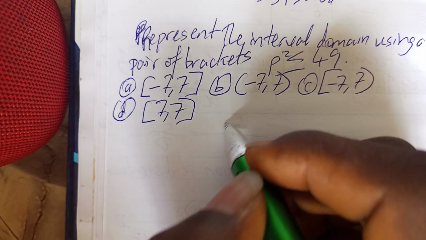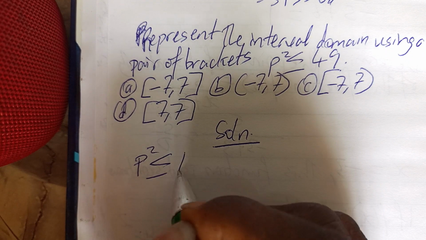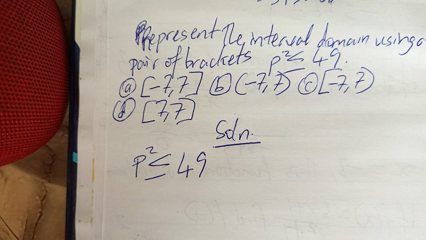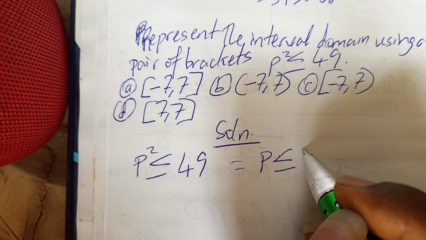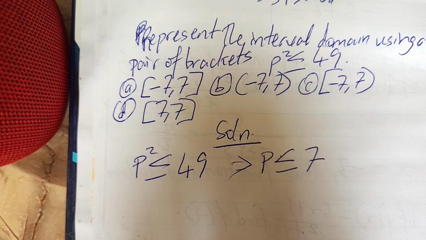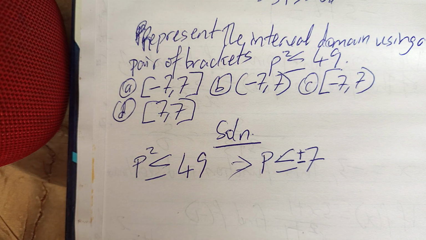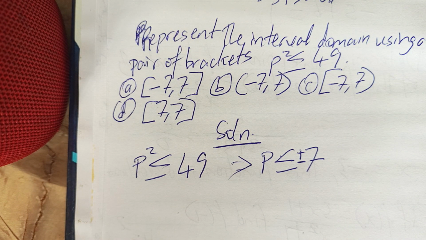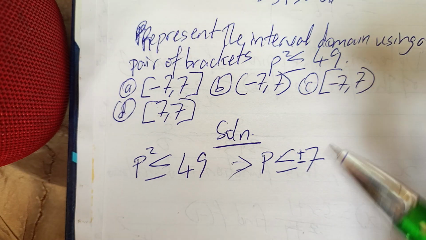So we know the solution of this, a quick one: p squared less than or equal to 49. If I take the square root of this, p is less than or equal to what? 7, right? This is going to be plus or minus. Why? Because the square root of a number can either be positive or negative, because -7 times -7 will give me 49, and 7 times 7 will give me 49.